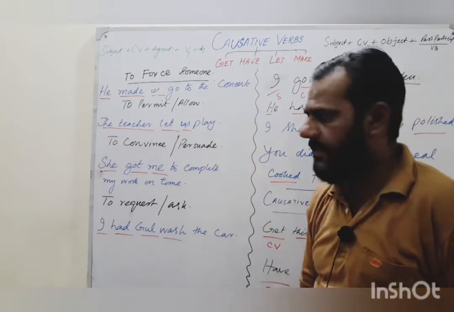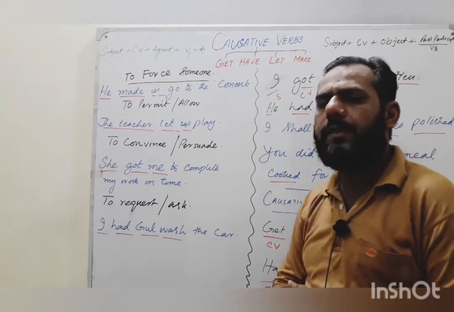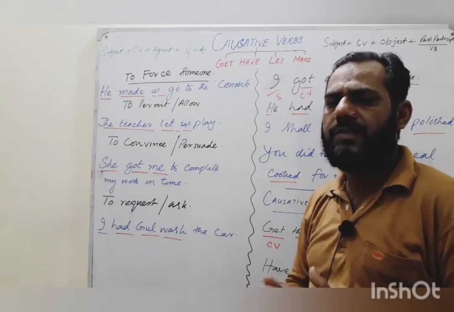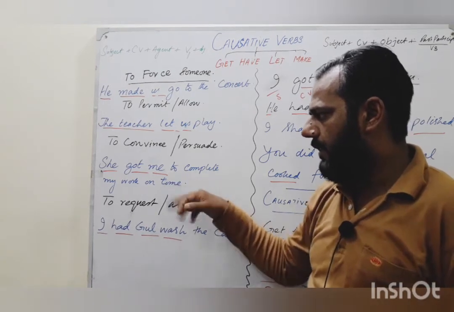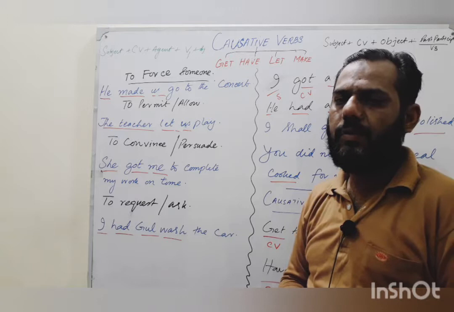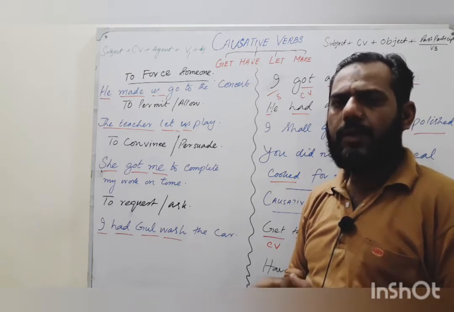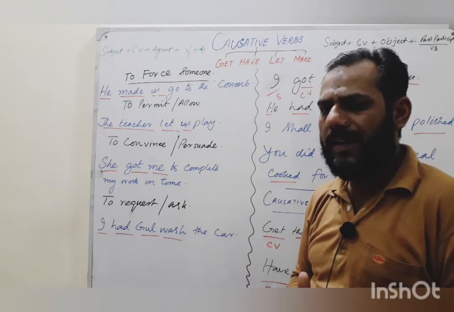Letting us play, you can say. The third one: she got me to complete. One thing you will have to keep in mind when you use get as a causative verb: after the object, you are supposed to use the to-infinitive. It means "to" and the first form will be used. If you want to omit it, you can, but the most common is to use "to" and the first form.